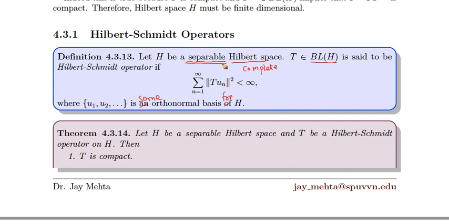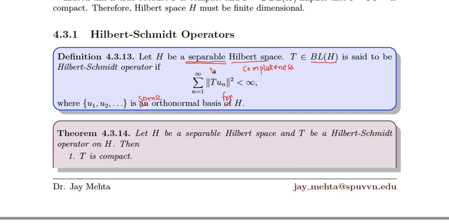So let H be a separable Hilbert space, and T belongs to BL(H), bounded we are assuming, is said to be Hilbert Smith if summation n equals 1 to infinity of the norm of T u_n squared is finite for some u_1, u_2 and so on, orthonormal basis for H. So this is the definition. I hope it is clear.